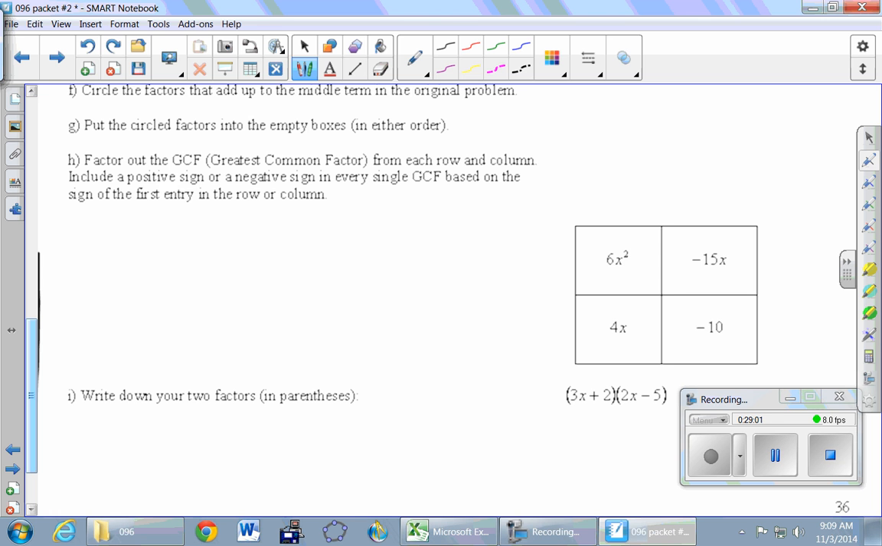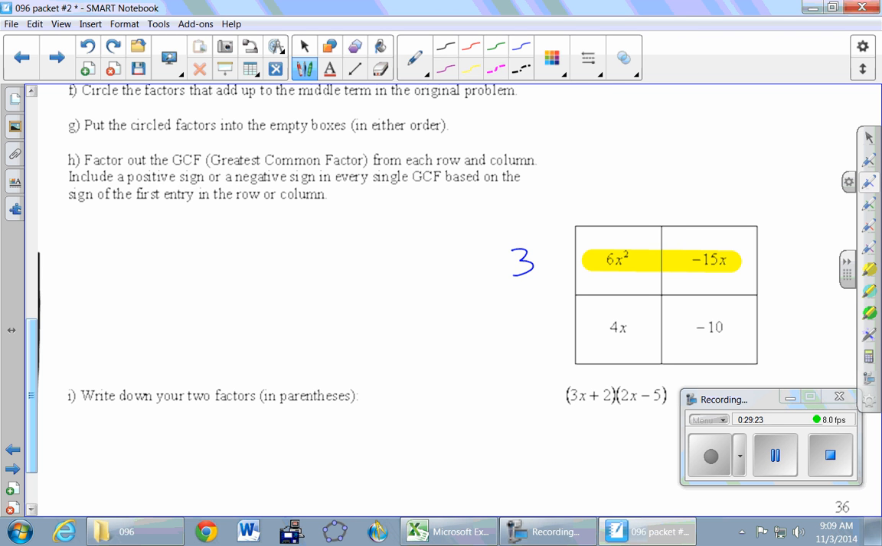So it's filled in just like we had up above. And so here's the last step of this process. It's part H. It says factor out the GCF, the greatest common factor, from each row and from each column. So let's do that now. Looking at the first row, what number goes into 6 and negative 15? It's 3. That's the biggest number.